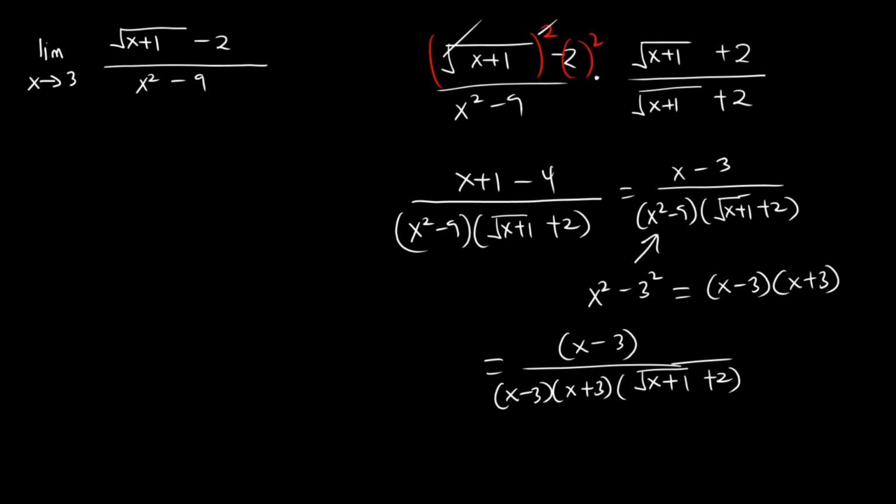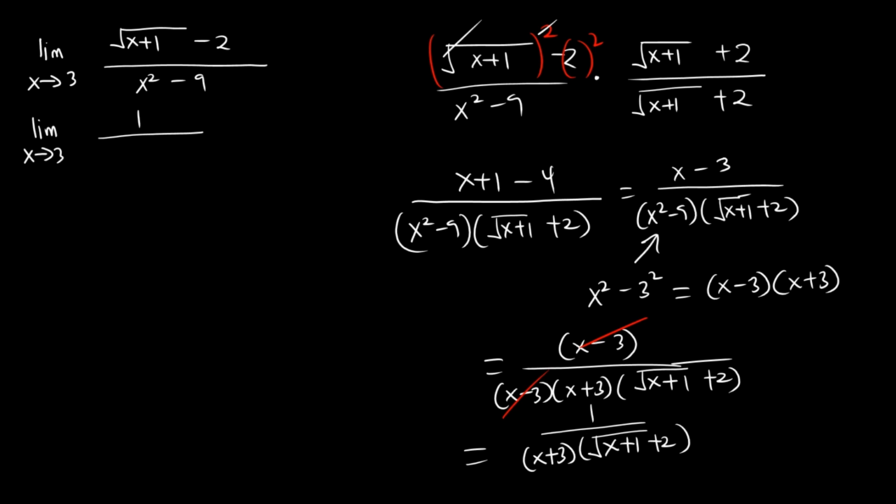So at this point, we can cancel out the common factor here. We can cancel out x minus 3 here. So we're going to have this be equal to 1 over x plus 3 multiplying the square root of x plus 1 plus 2. So now we are going to have this to be the limit as x approaches 3 for 1 over x plus 3 multiplying the square root of x plus 1 plus 2.